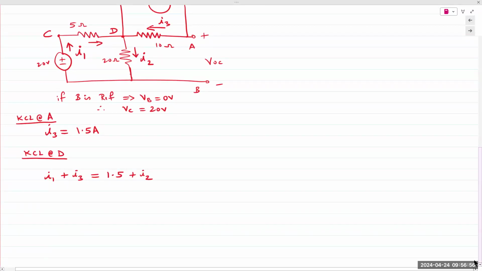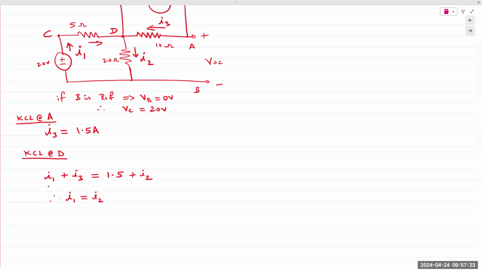But we established I3 is 1.5, so they cancel each other out. And so all I get is I1 minus I2 is equal to 0. Or I can write I1 equals I2. That would be far easier.